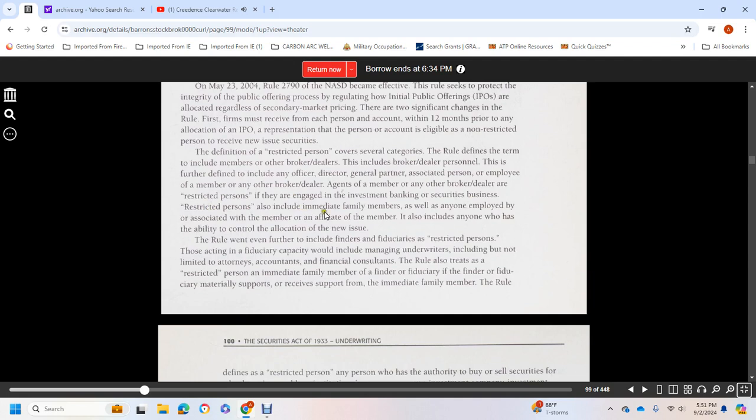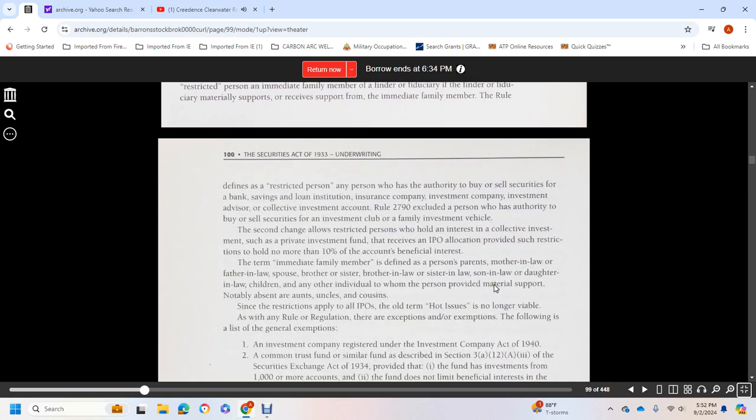Restricted persons also include immediate family members, as well as anyone employed by an affiliate of the member. This includes anyone who has the ability to control allocation of a new issue. The rule goes even further to include finders and fiduciaries. Restricted persons acting in a fiduciary capacity would include managing underwriters, but are not limited to attorneys, accountants, and financial consultants. The rule also treats as restricted persons immediate family members of the finder or fiduciary, and those who receive material support from an immediate family member.